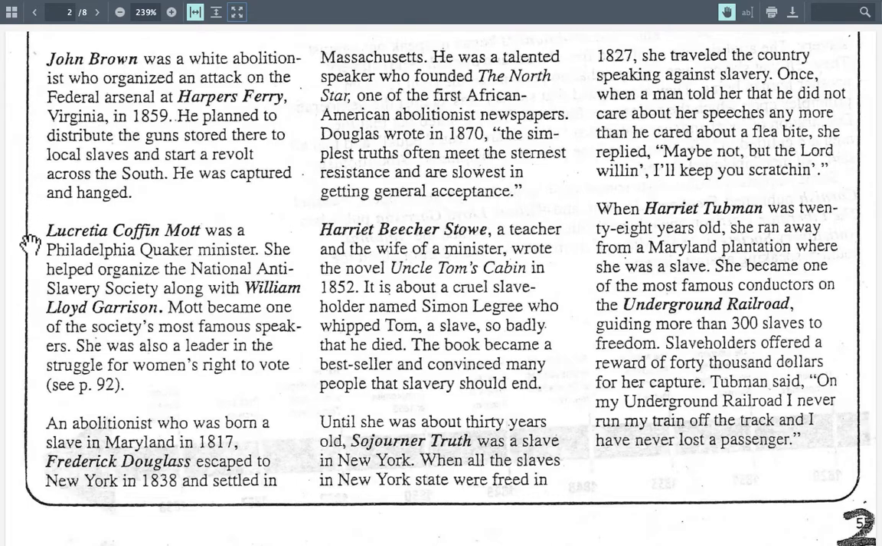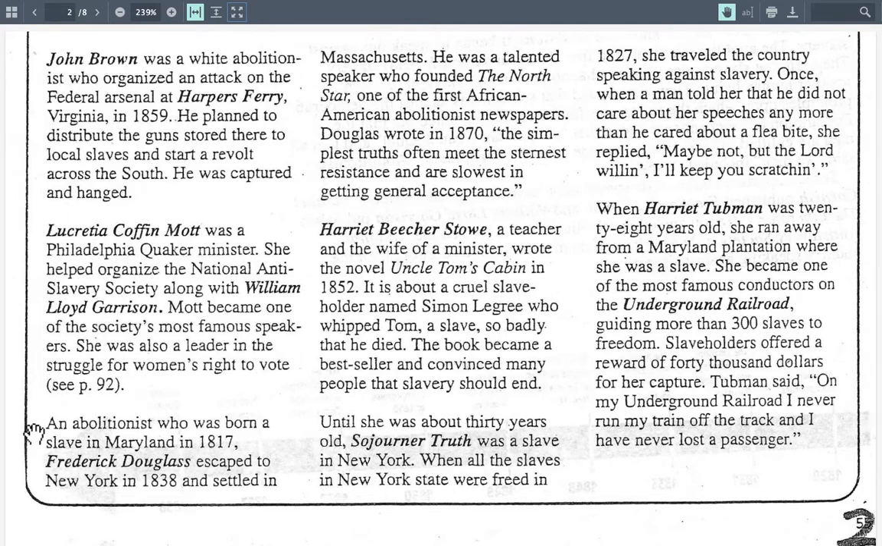Lucretia Coffin Mott was a Philadelphia Quaker minister. She helped organize the National Anti-Slavery Society along with William Lloyd Garrison. Mott became one of the society's most famous speakers. She was also a leader in the struggle for women's right to vote.